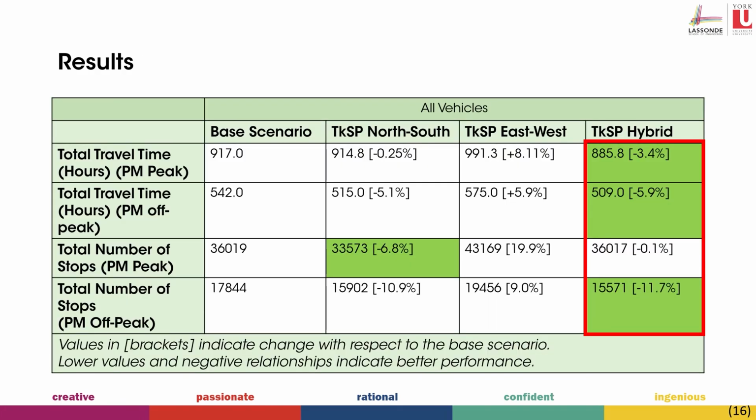From our results, the hybrid scenario had reduced travel time by 3.4% during peak and 5.9% for off-peak periods, with stops being reduced by 0.1% during peak and 11.7% during off-peak periods. 3 out of the 4 of the results from the hybrid scenario generate the largest reduction in travel times and stops. As such, the green light extension will be configured following the hybrid scenario.